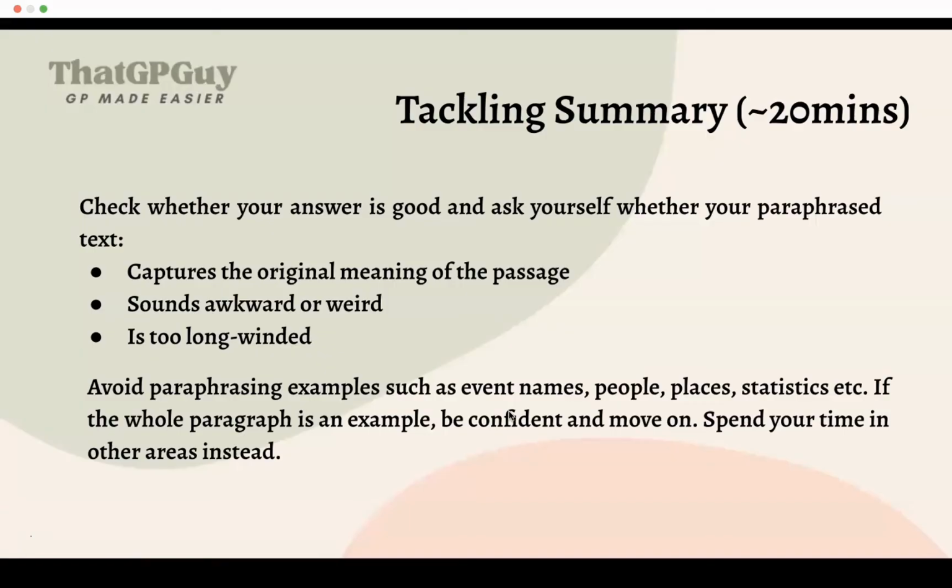Avoid paraphrasing examples such as names, people, places, statistics. Don't paraphrase examples or anecdotes. If the author is telling a story about his childhood, about the time when he ate an ice cream, okay, just ignore it, move on. Spend your time in other areas to look out for other points. Sometimes an entire paragraph can be an example. Okay, it happens, so don't question yourself. Just move on.